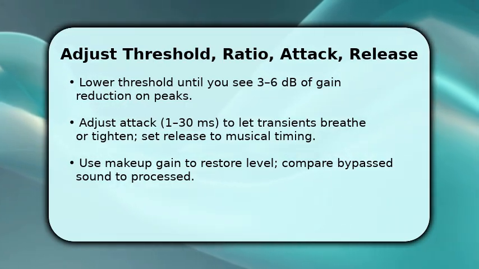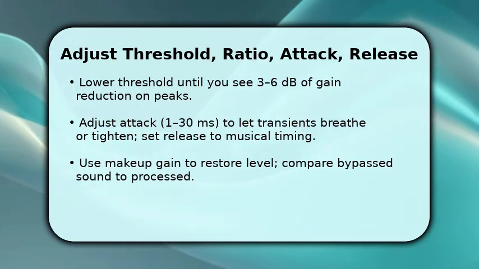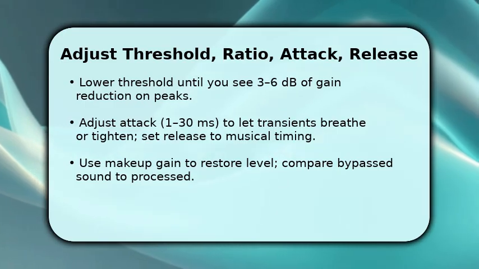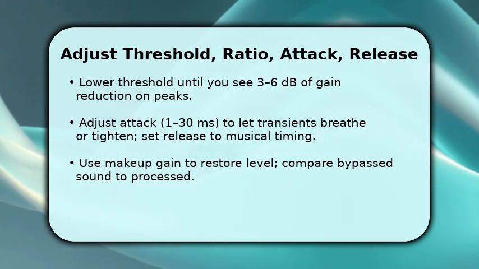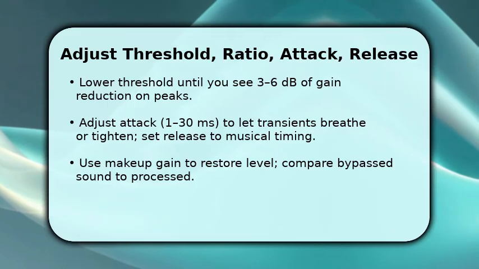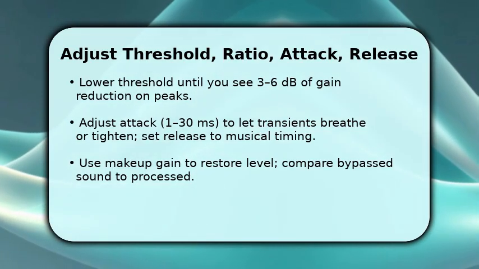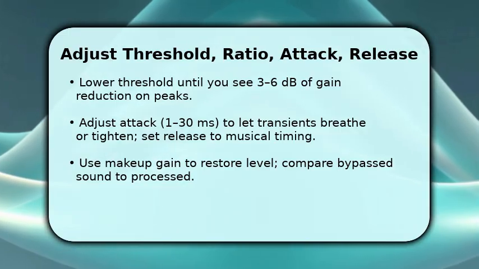Then tweak attack between 1 and 30 milliseconds. Faster attack clamps transients, slower attack preserves punch. Adjust release so the compressor recovers musically with the tempo: too fast pumps, too slow dulls. Finally, add makeup gain to match perceived loudness, and toggle bypass to hear the difference.